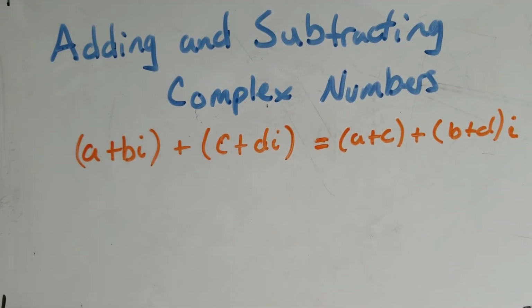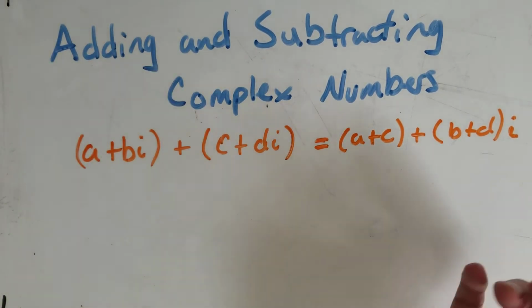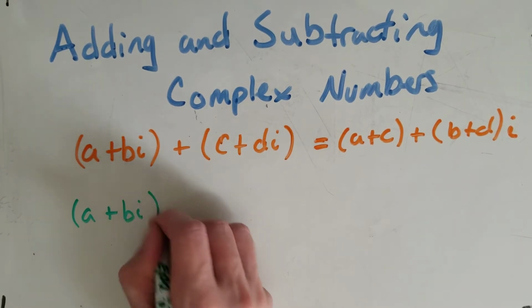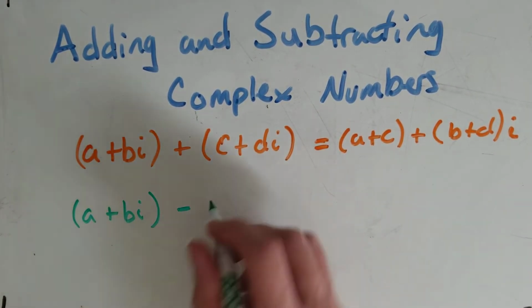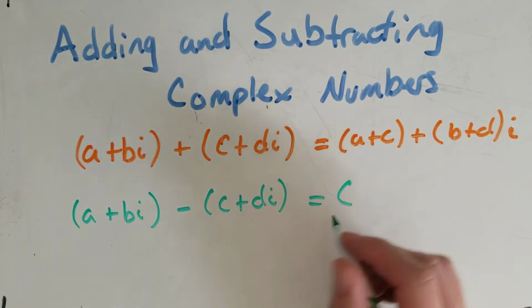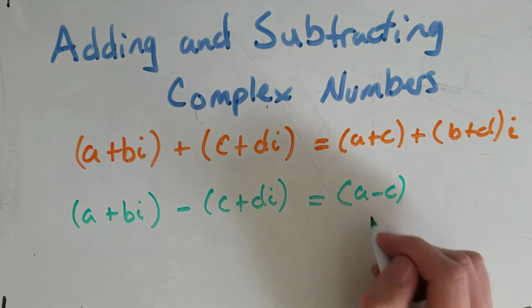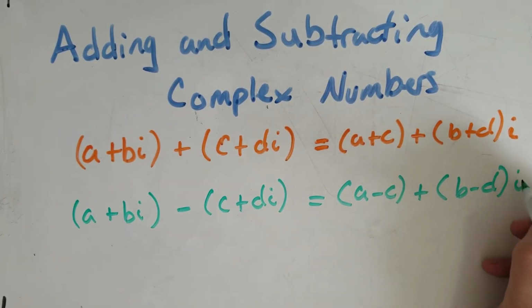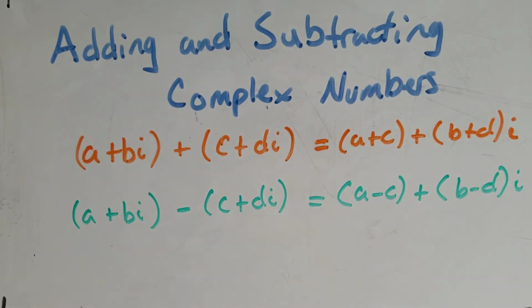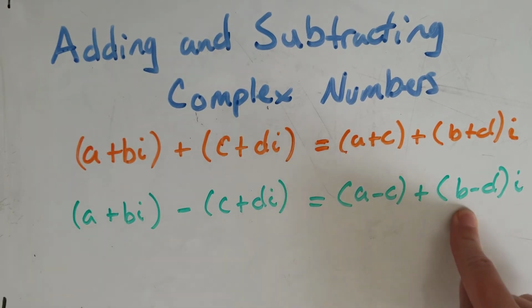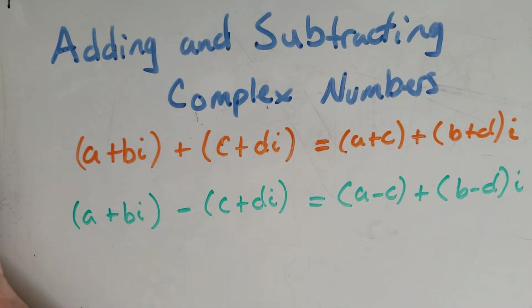And if you're subtracting, it's the same concept, except instead of adding the real and imaginary parts, you are going to subtract. So let's use the same variables. You have a plus bi, and now you're subtracting c plus di. You will do a minus c, and you're going to end up with plus b minus d, and you're going to have that i at the end. So either add or subtract the real parts, add or subtract the imaginary parts, and then you will have your complex number in the end.